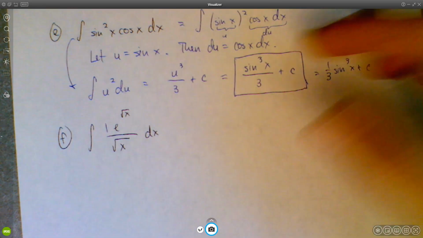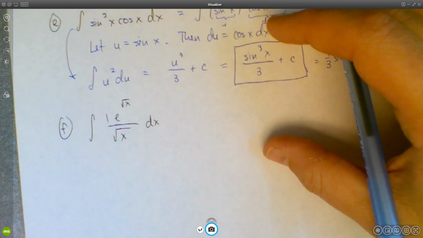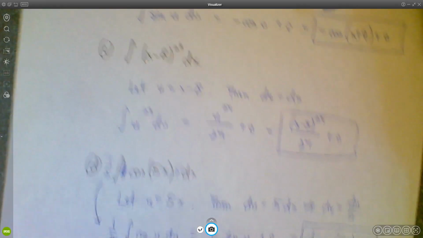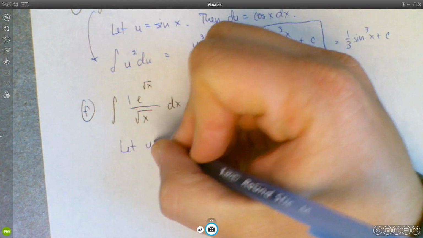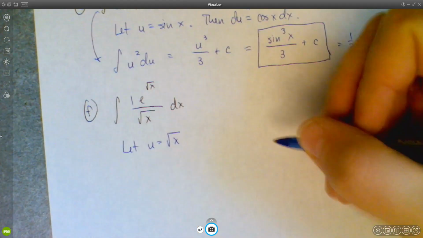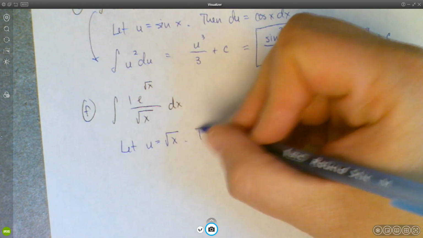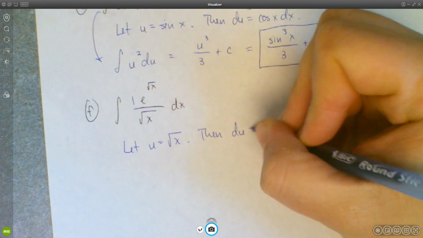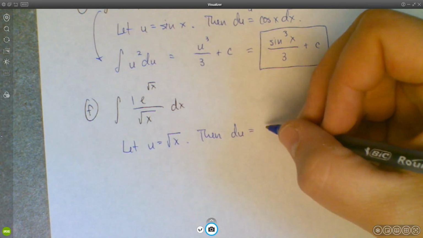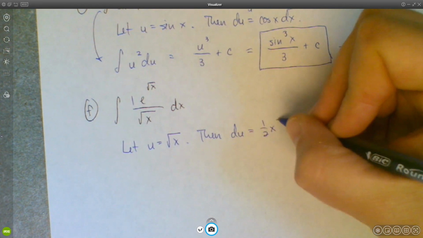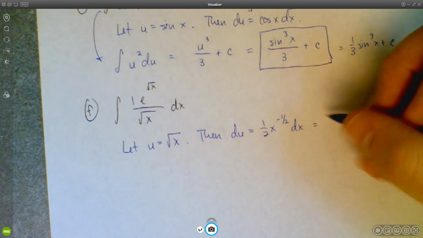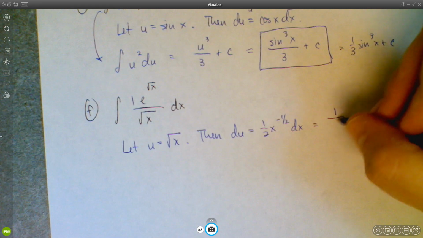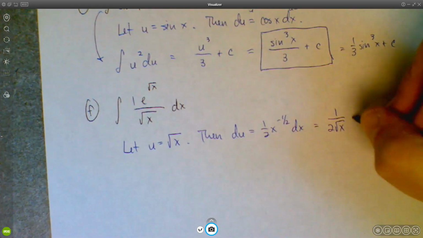But I think we can do something similar to what we did in example D, something clever like that. So let's get to it. I'm going to let u equal the square root of x. Then du equals 1/2 x to the negative 1/2 dx. Or in other words, du is 1 over 2 root x dx.